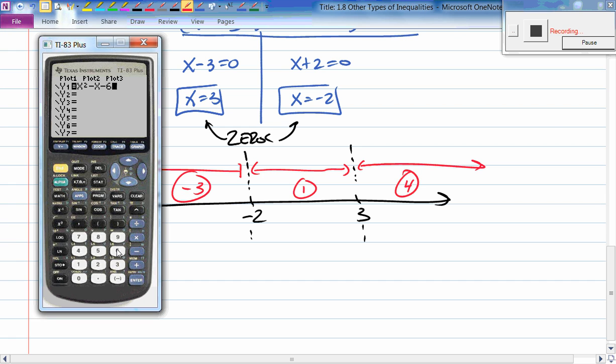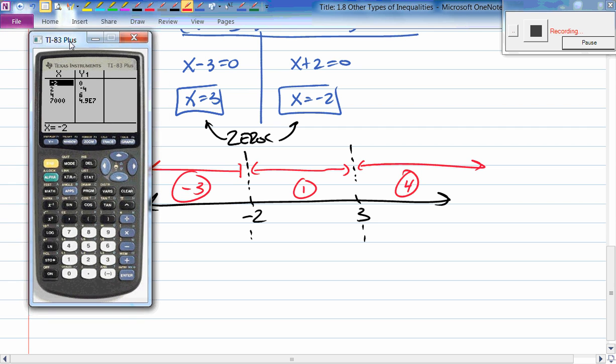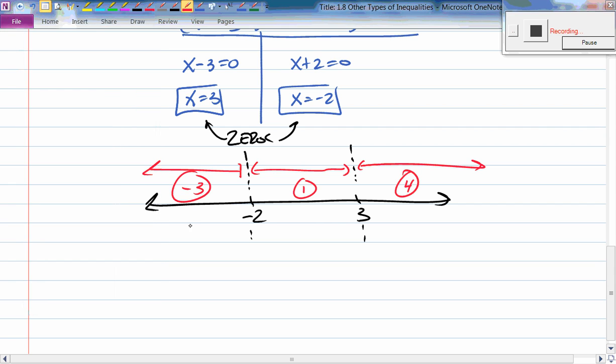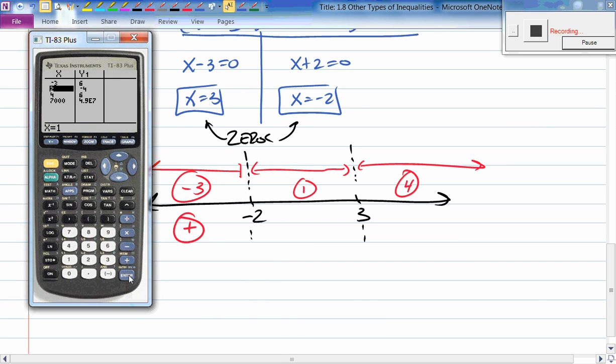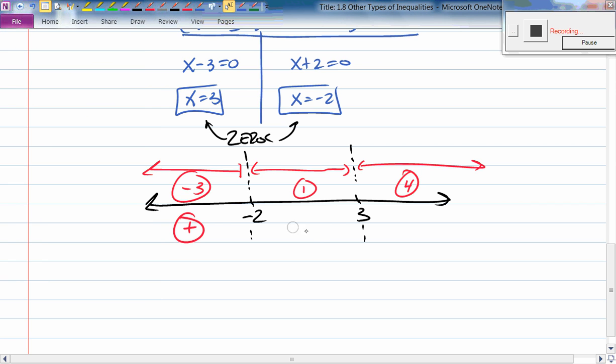So I've plugged in my quadratic under the y equals inside my graphing calculator. Now I'm going to go to second graph, which gives me the table. And I'm going to enter in these values to see what the output is. So I'm going to have -3, and the output is a +6. So in this region, I know that the answer will be above the x-axis, or positive outputs. So far, so good? All right, let's check 1. If I plug in a 1, the output is going to be a negative 6. Therefore, I know that these answers will be negative in this particular region.